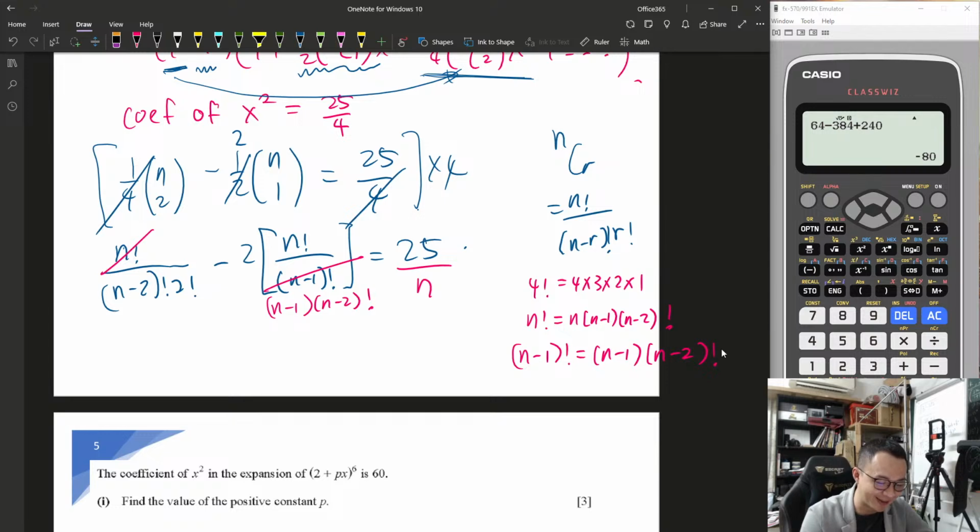I'm too excited already. No. I will make some. I don't want to make a mistake here. Okay, what I mean by the cancel n factorial is I multiply 1 over n factorial.